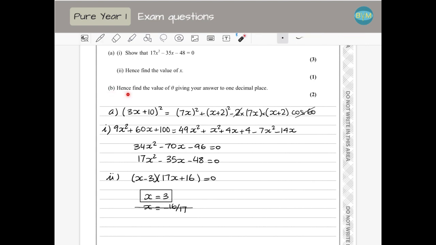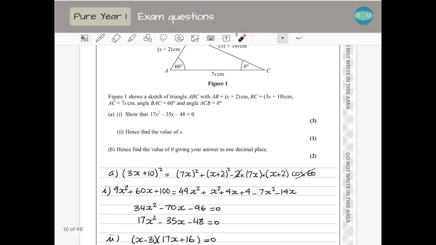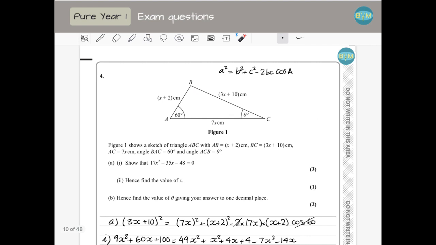B. Hence, find the value of theta, giving your answer to one decimal place. So now, as we have x, we are able to find any of the sides. And we need to find this angle here, and we know this angle. So we can use, for example, the sine rule. Sine of this angle divided by this side, and this side is going to be 3 plus 2, 5. It's going to be sine of this angle divided by this one. And this one is going to be 3 times 3 plus 10, 19.